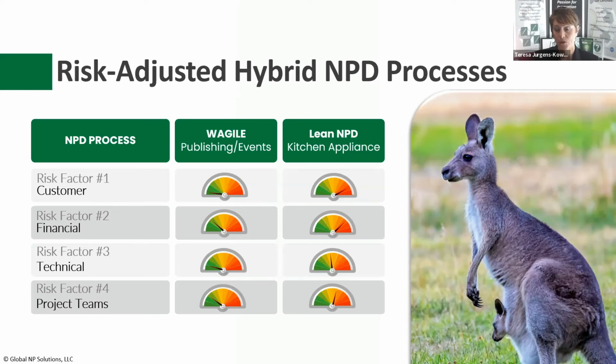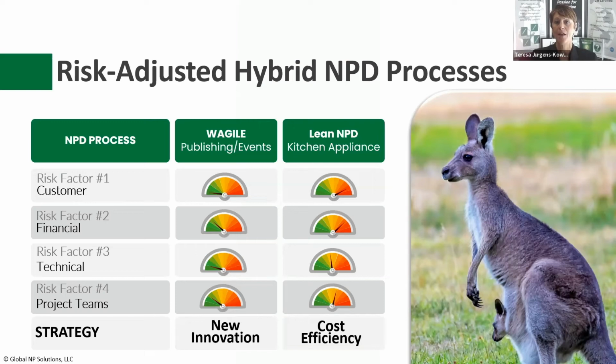So the risk factors of the customer lead them to different processes, and it's because they have very different strategies. In the case of the nonprofit publishing company, they know their customers very, very well. They interact with their customers on a regular basis. They have lead user groups that they talk to some of their customers on a weekly basis.